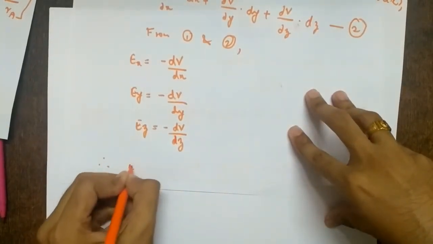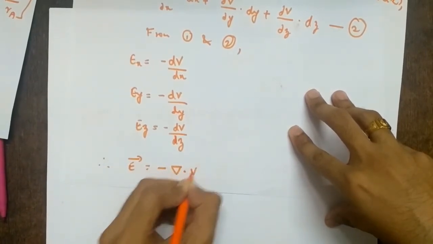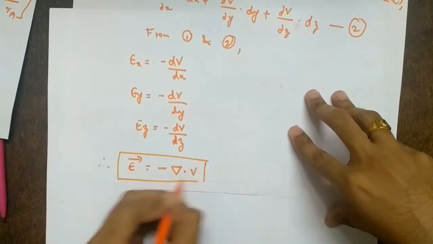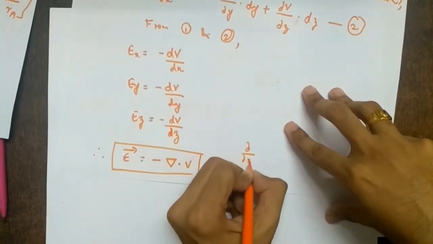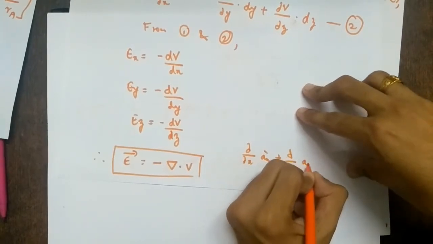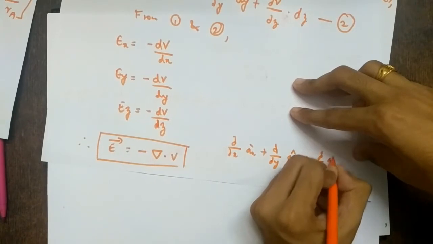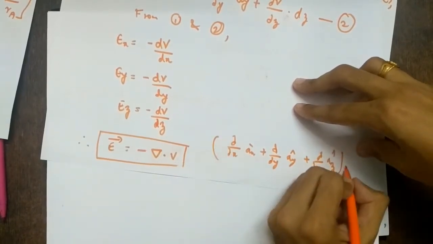Right? So what will be the entire E vector? If you calculate this, you will get minus del dot V. So this is the expression. What is del? Del is ∂/∂x a_x cap or i cap, plus ∂/∂y a_y cap or j cap, plus ∂/∂z a_z cap or k cap, dot with V.